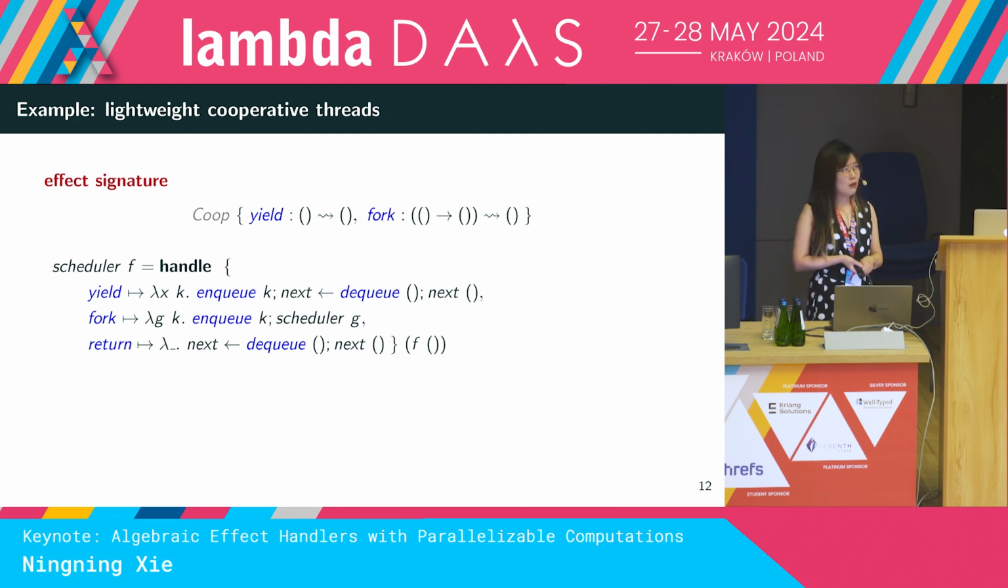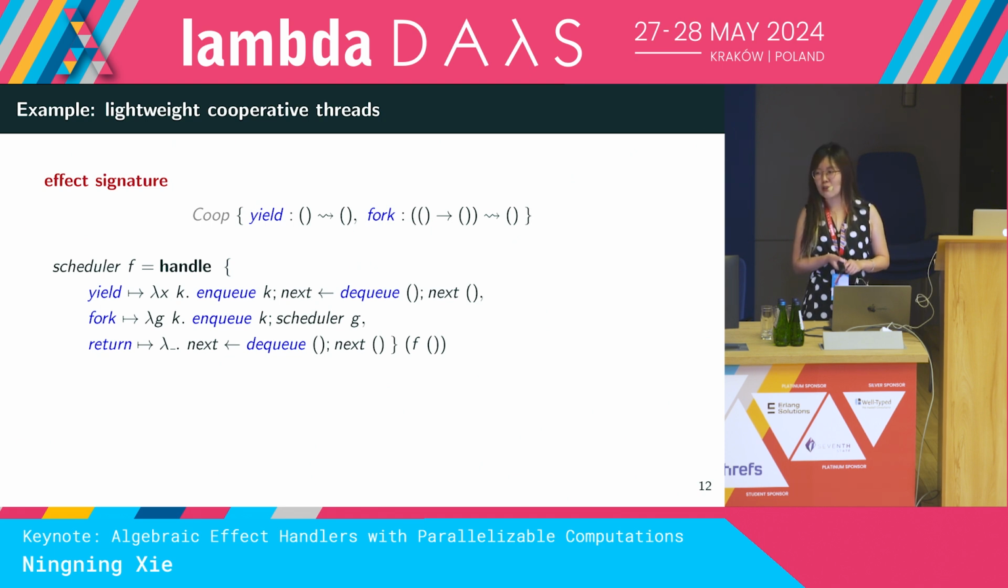So having looked at the semantics and type systems of effect handlers, let's look at one more example, which is lightweight cooperative threads. In this case, I'm defining an effect coop that has two operations. Generally speaking, an effect can have as many effect operations as you want. In this case, yield is an effect operation that takes a unit and gives you back a unit.